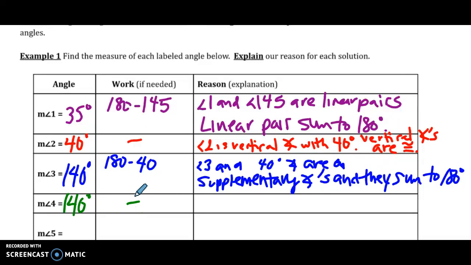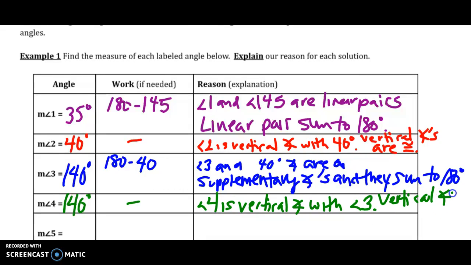I didn't do any work for that. Angle 4 is vertical angle with angle 3. Vertical angles are congruent.